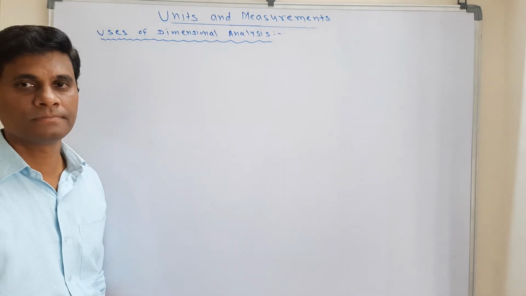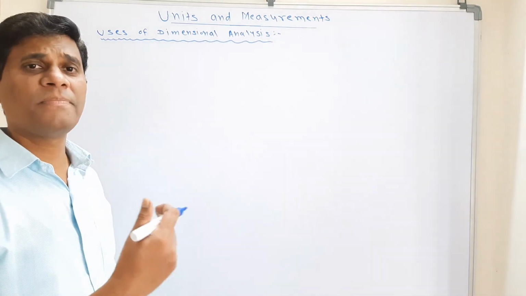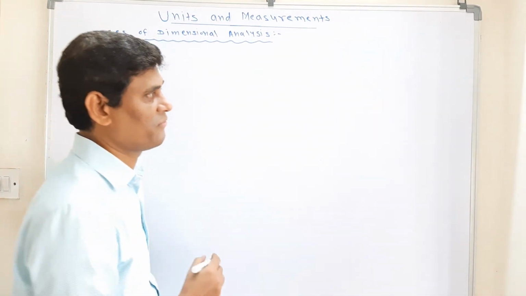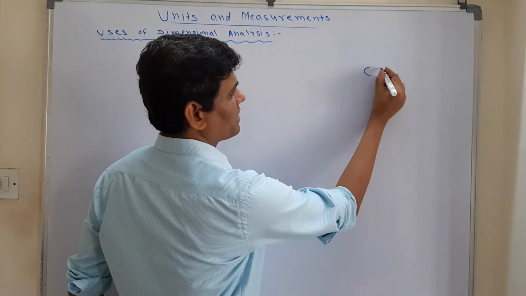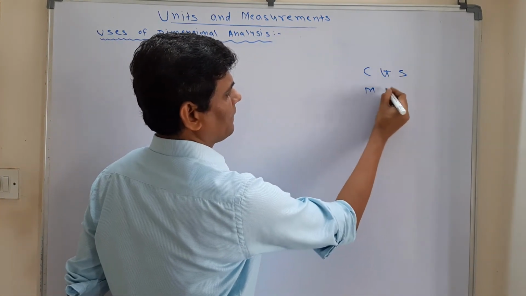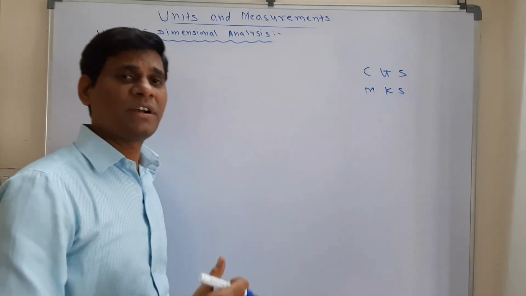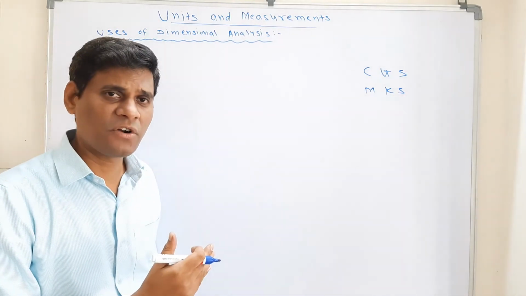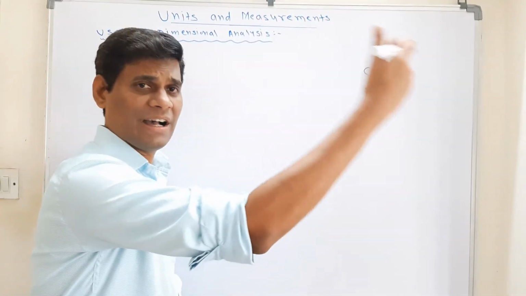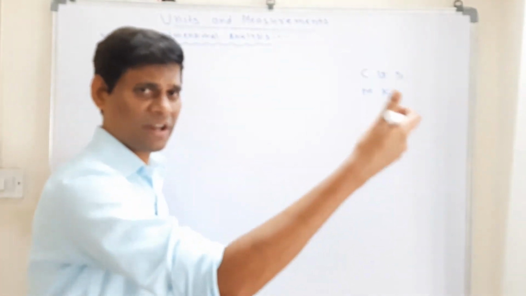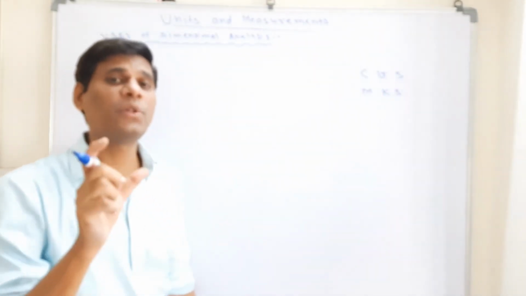Okay. Now students, numerical based on third use. Now what is third use? Let us see first. We have two systems, CGS and MKS. Whenever we convert the unit of one physical quantity from one system to another system, maybe CGS to MKS or MKS to CGS, we require a conversion factor. That conversion factor you can find with the help of dimension analysis.